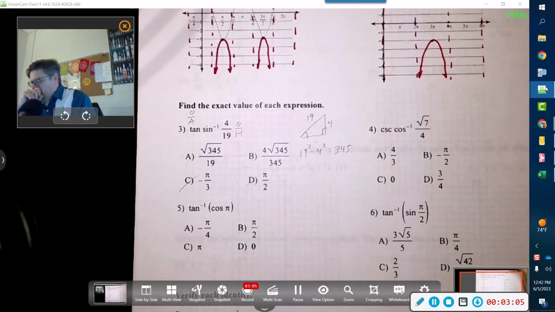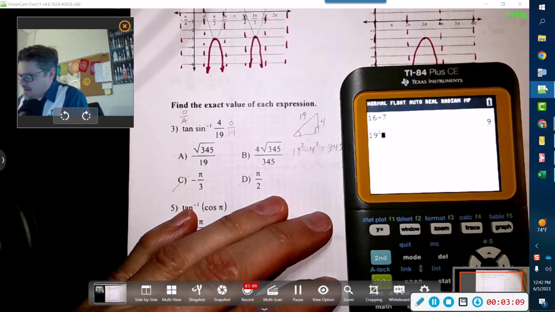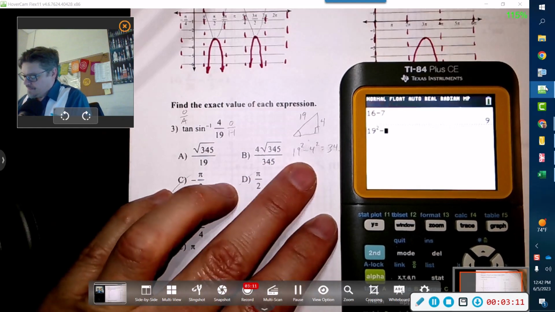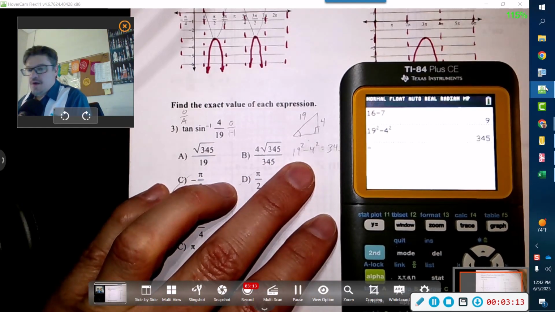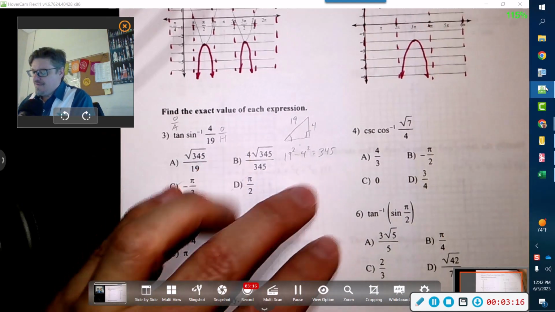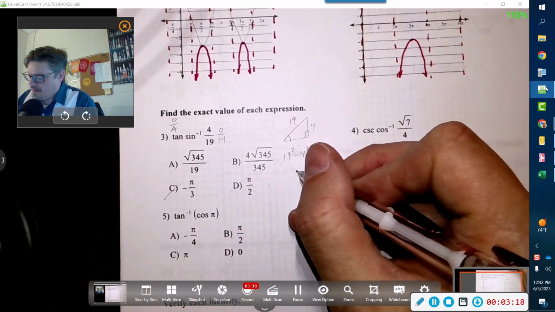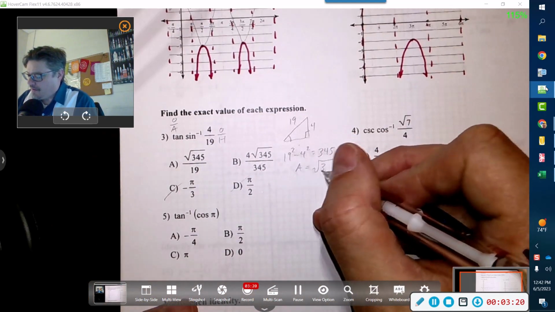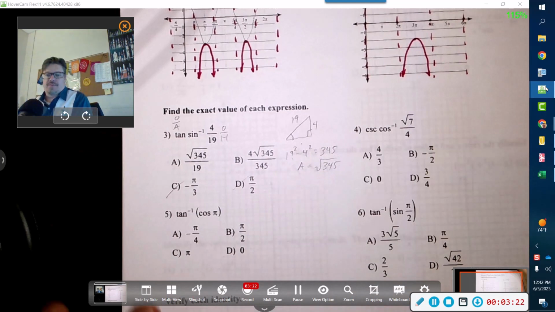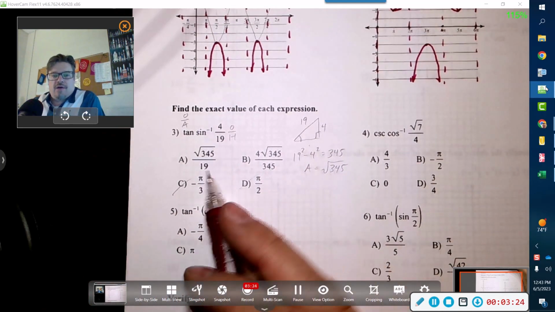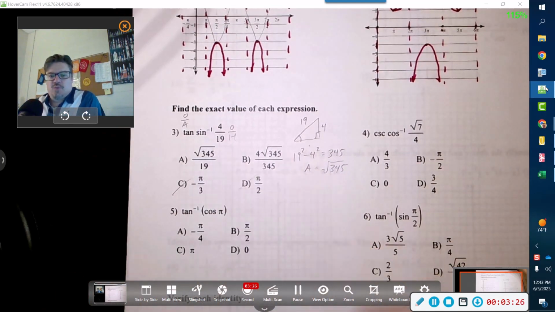So, excuse me. Let me just show you what that would look like. Let me show you the calculator. All right, so that's 345. Then, if I want A, capital A equals radical 345, because I have to take the square root, okay? All right, now I see two radical 345s, but which one is it?